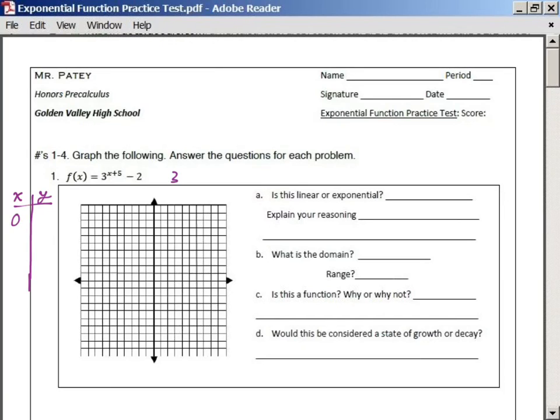So, I plug in 0, I get 0 plus 5 minus 2. What is 0 plus 5? 0. Because I have to do the exponent first, so I get 3 to the 5th power, minus 2. Okay, now this is not very nice. 3 to the 5th power, that's a ginormous number. So was 0 a good choice? No, 0 was not a good choice.